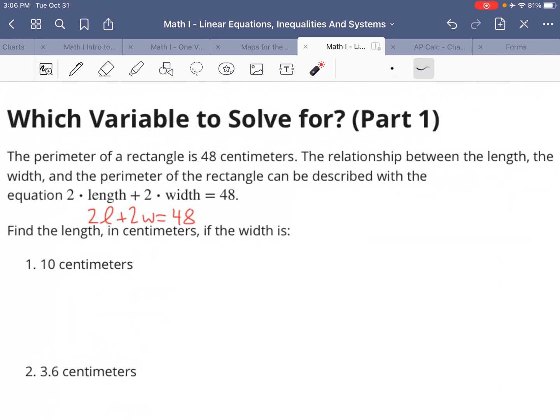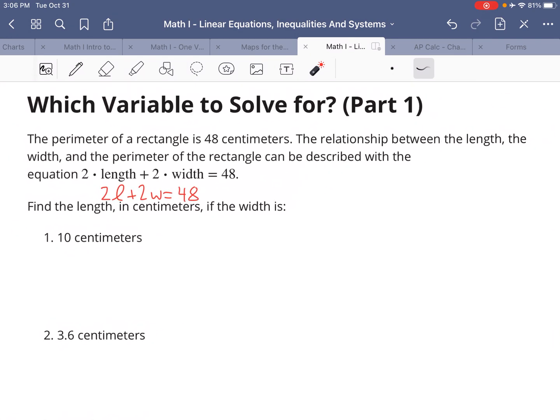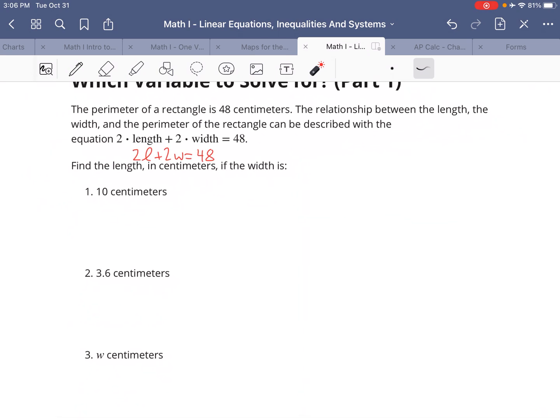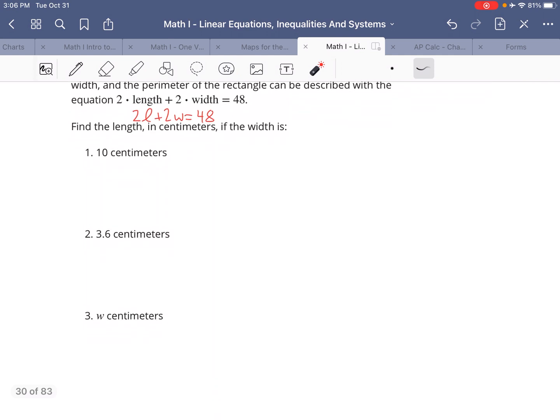The perimeter of a rectangle is 48 centimeters. The relationship between the length, the width, and the perimeter of the rectangle can be described with the equation 2 times length plus 2 times width equals 48, or 2L plus 2W equals 48. Find the length in centimeters if the width is 10 centimeters.